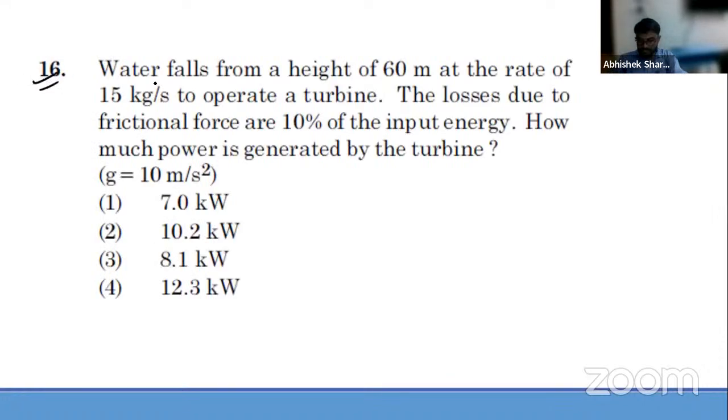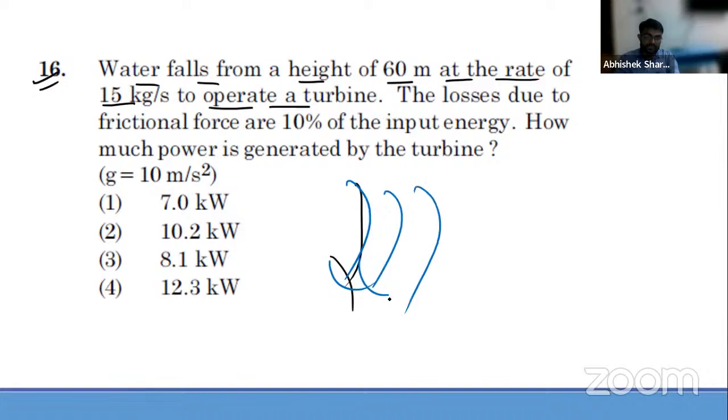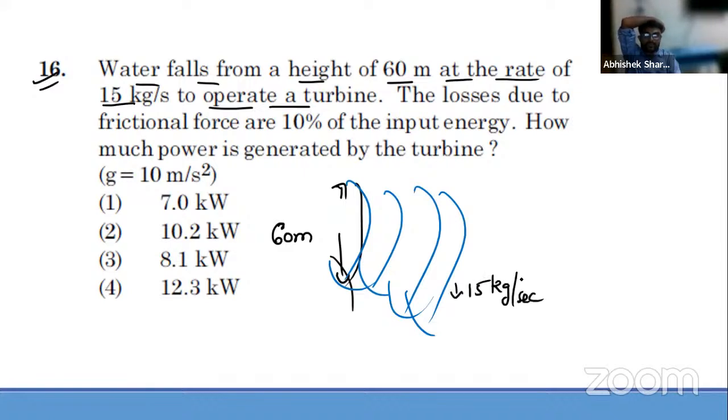16th question. It says water falls from a height of 60 meter at a rate of 15 kg per second to operate a turbine. You know the turbine system, how electricity is generated through water. So let us make a good diagram. 60 meters, water is falling. So the height is 60 meter. At the rate of 15 kg per second to operate a turbine. So it falls at a rate of 15 kg per second. The losses due to frictional force are 10% of the input energy.